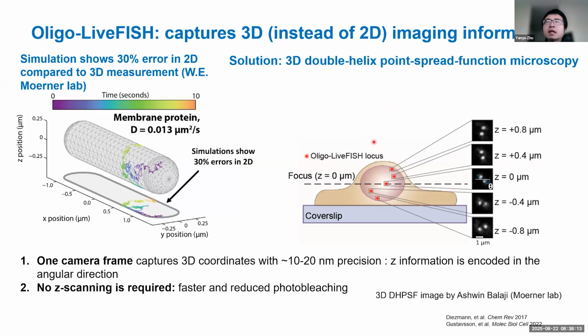So how does this work? Usually the locus in a conventional microscope is one lobe, but here it is split into two lobes. The center of these two lobes tells you the XY position, and the rotation angle of these two lobes tells you the Z position. So without Z scanning, we can directly extract the XYZ position simultaneously, and it is fast and reduces photobleaching compared to the conventional Z scanning method.